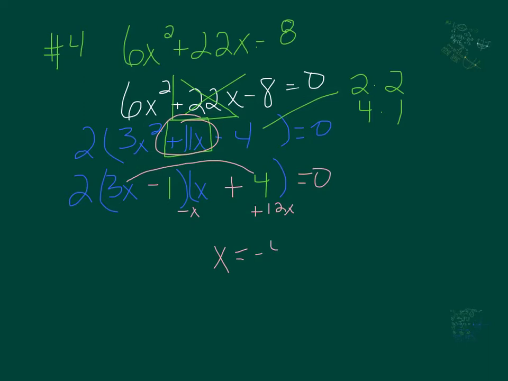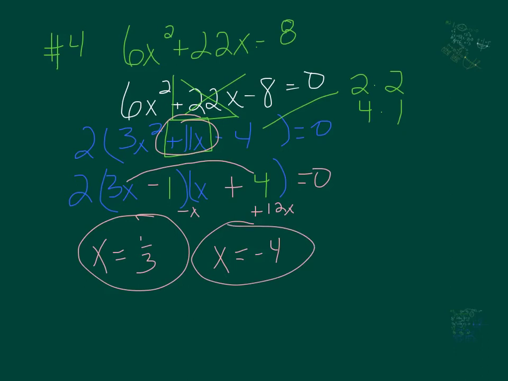X could be -4 or x could be 1/3. Those are the x-intercepts of that parabola. I'm not going to do the sketch on that one because we've sketched enough of them, but you get the picture. Sorry, though, that's where the parabola would touch the x-axis. Got a little tongue-tied there for a second. All right, that's what I got for factoring.